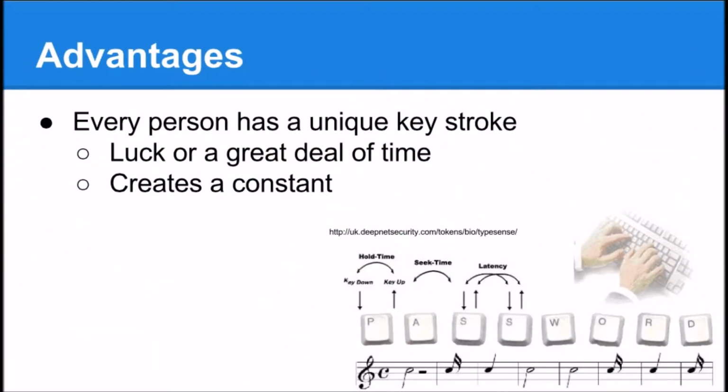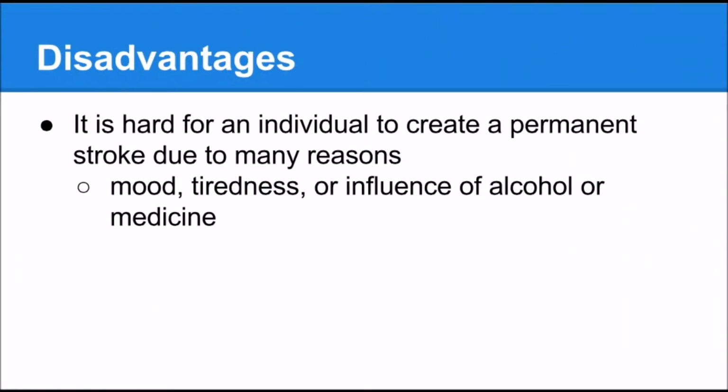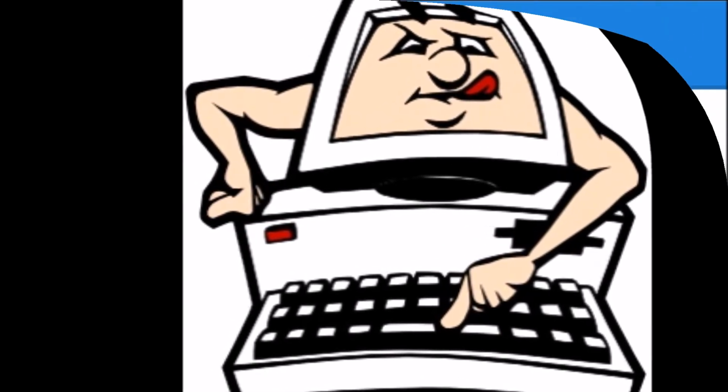Advantages. Every person has a unique keystroke. By creating a constant, this process implements characteristics specific to the individual, such as pressure, dwell time, and flight time. It would take a lot of practice or a great deal of luck in order to hack into the system. Disadvantages. Sometimes it can be very challenging for an individual to create a permanent stroke due to many different reasons. Some examples could be mood, tiredness, or influence of alcohol and medicine.